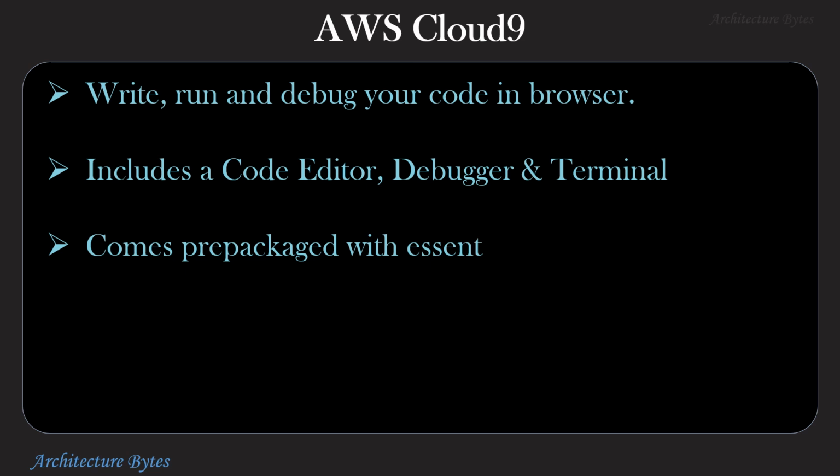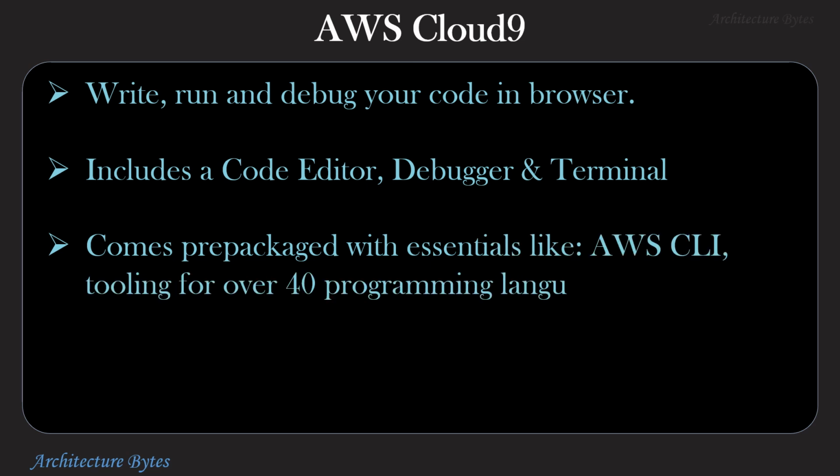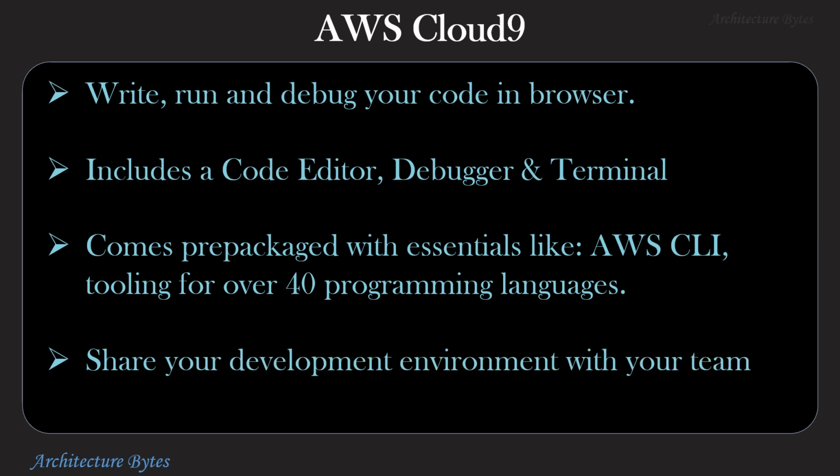It comes pre-packaged with essentials like AWS CLI and tooling for over 40 programming languages. You can also share your development environment with your team for easy code reviews and pair programming.